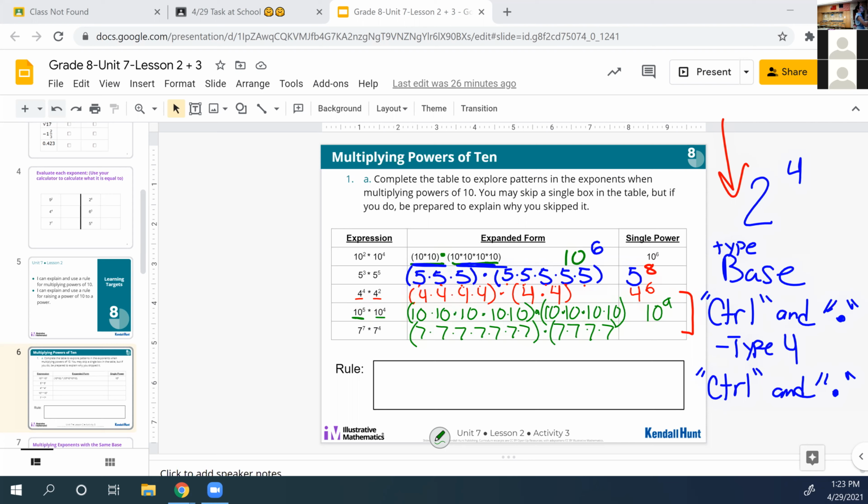Okay, and I'm going to get seven to the, very good, Bridget. Seven to the 11th power. So now this is what I need someone to do.